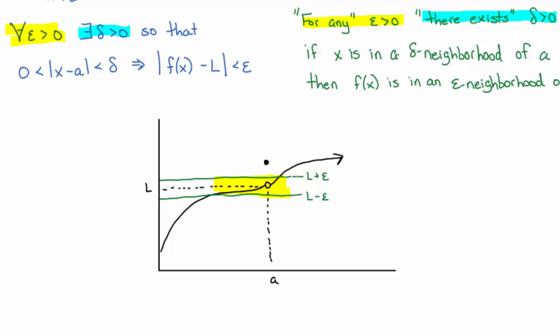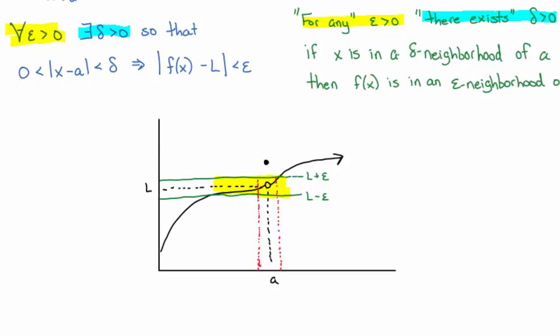So you can kind of visualize this. I'm going to use red, even though usually red is kind of associated with bad. I'm going to use red just to showcase what I would think is a good delta neighborhood for this. So remember, it's going to be symmetric about A. So it should be the same distance on both sides.